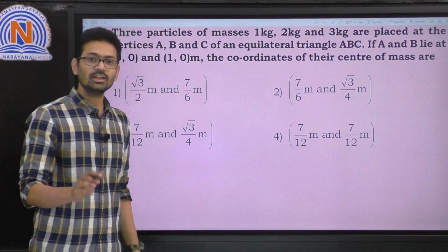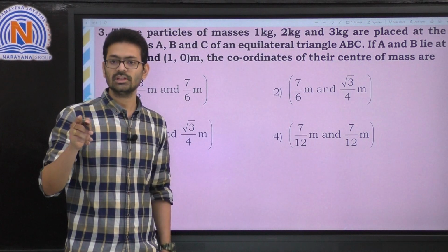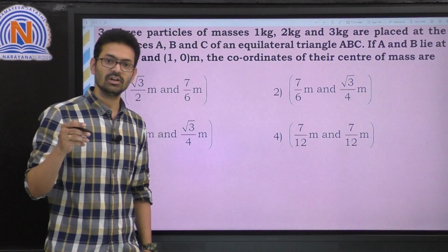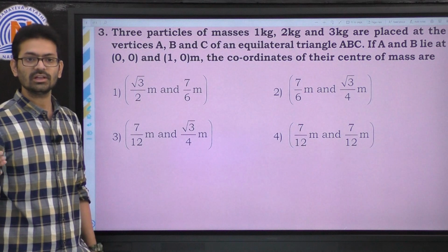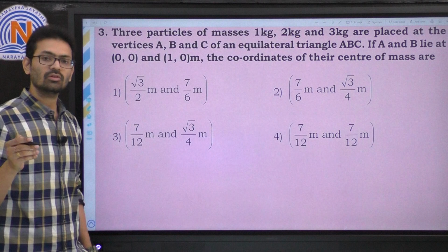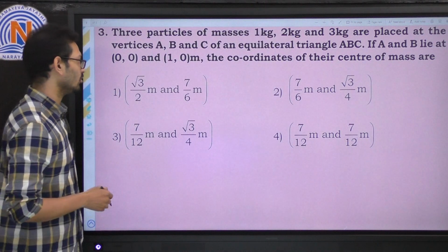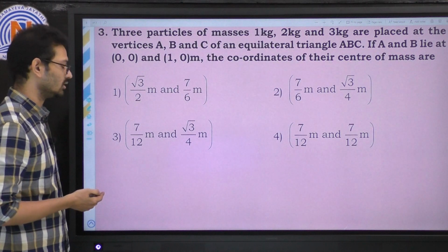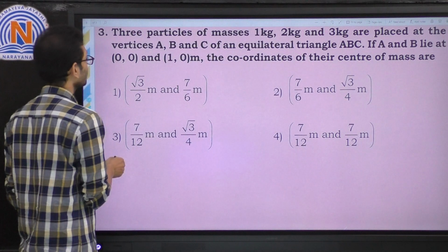Next question. Three particles of masses 1 kg, 2 kg and 3 kg are placed at vertices A, B and C of an equilateral triangle ABC. If A and B lie at (0, 0) and (1, 0), the coordinates of their center of mass are. Now we'll just take it a little up because I don't think this place is going to be enough.